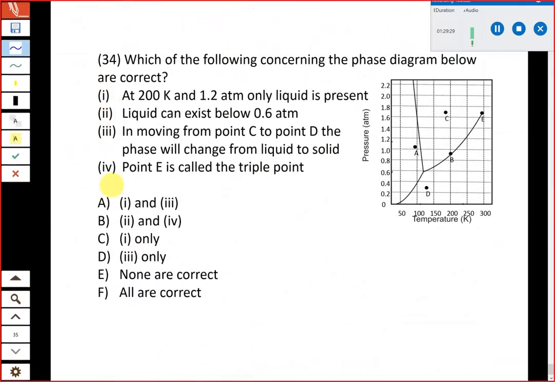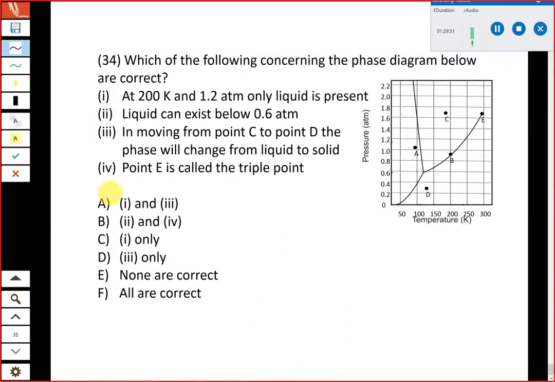And then finally, in number 34, the very last question, and the only one that deals with the new topic, which is phase diagrams. So in a phase diagram shown here, we want to know which of the following is correct.